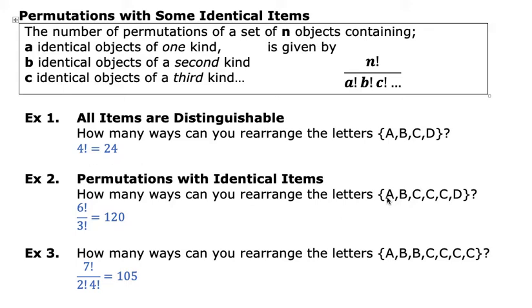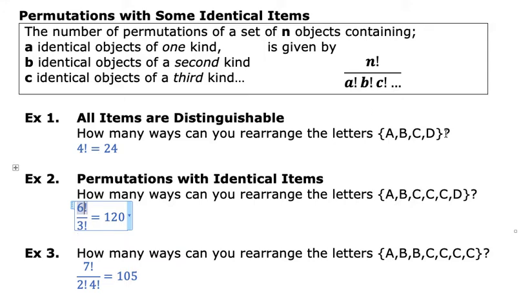But if we have a set of objects where some of them are indistinguishable, for example, in this case we have 3 C's, we can apply the following formula. The number of permutations of a set of n objects containing a identical objects of one kind, b identical objects of a second kind, and c identical objects of a third kind is given by n factorial divided by a factorial, b factorial, c factorial.